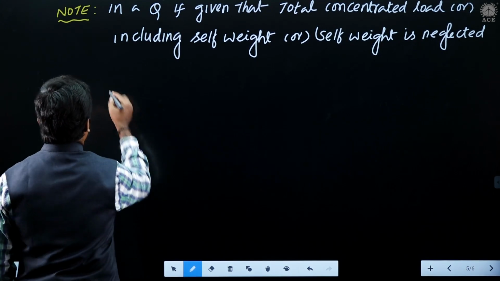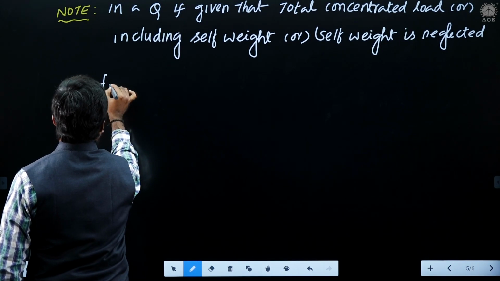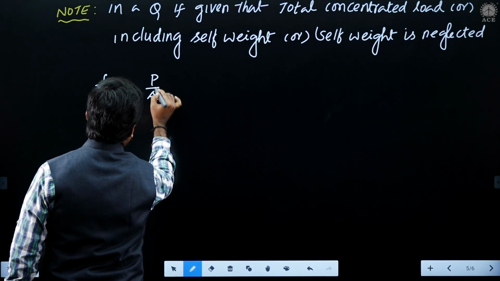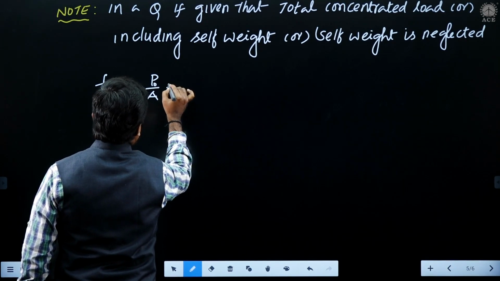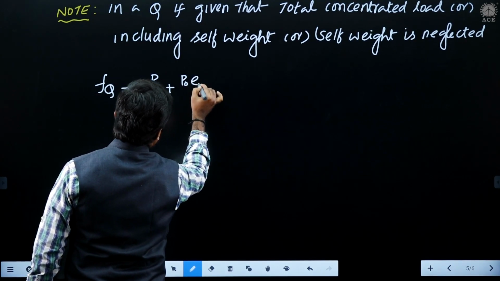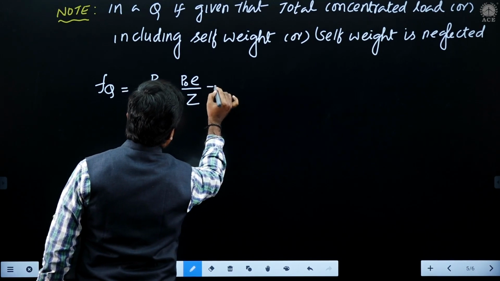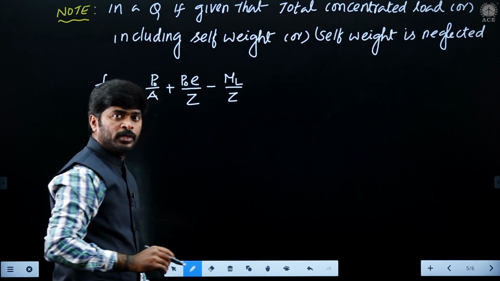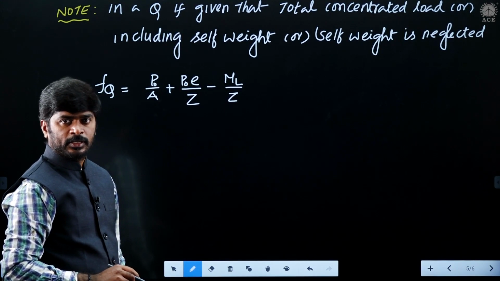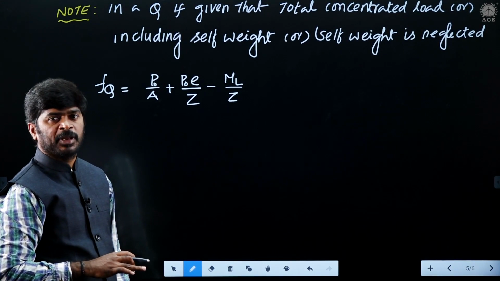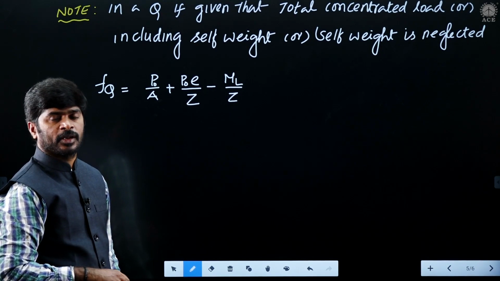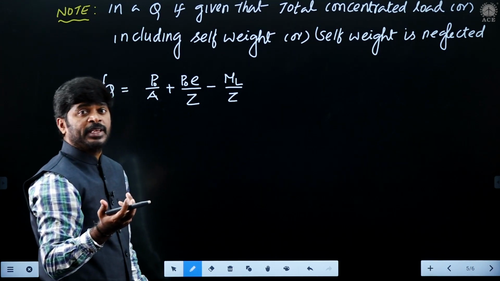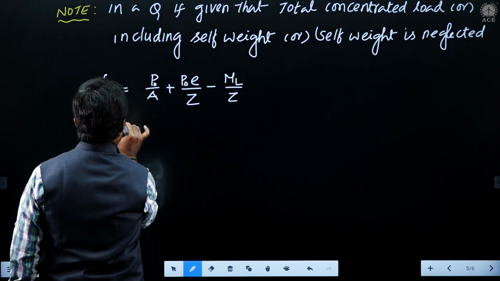Then what will be the answer? Resultant stress, that is P by A, P naught plus P naught into E upon Z minus ML upon Z, where MD will be not there, right? You have to take only ML if self-weight is neglected, or if it is given total, at that time instead of ML you can write simply M.